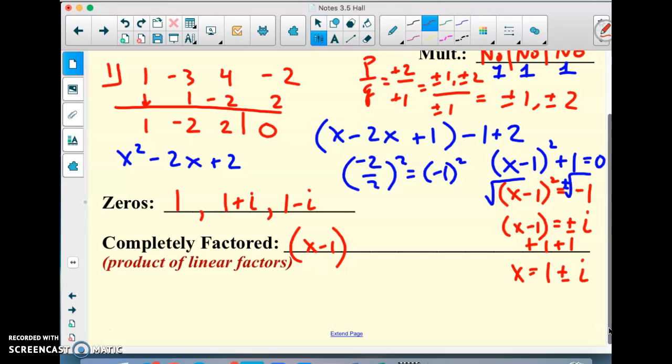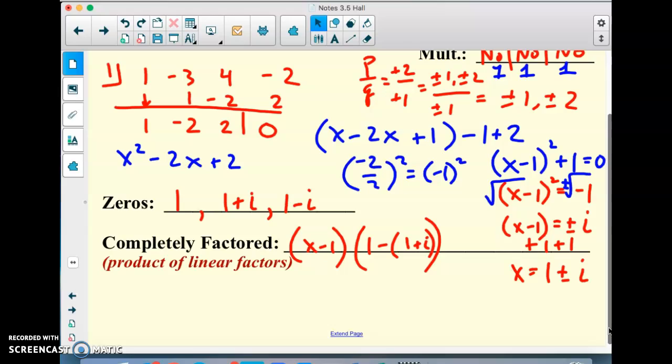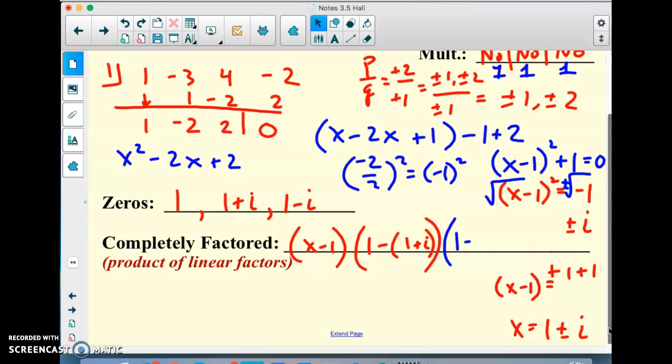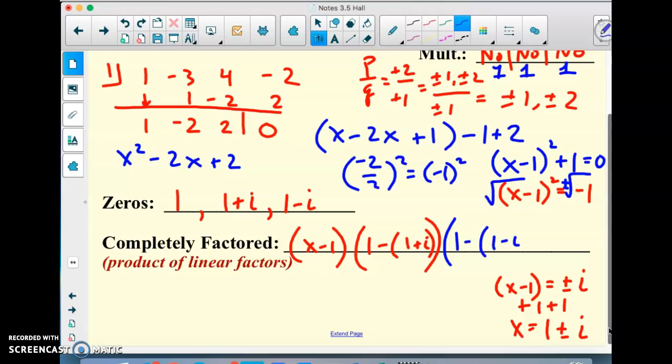And now we can finish putting the completely factored form. I already put the x minus 1 here, and then x minus, use a parenthesis, 1 plus i. And one more, running out of room here, x minus 1 minus i, in parentheses. They're the linear factors of this function.